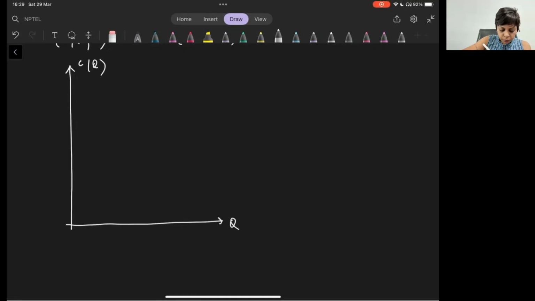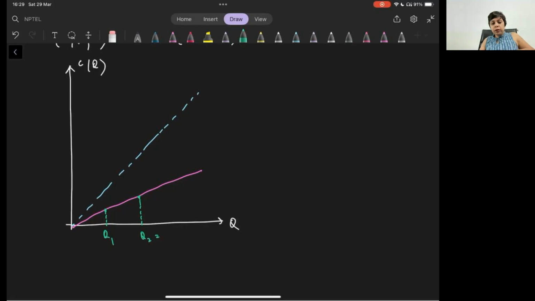Okay, let's draw the 45-degree line again. And let's draw another curve. Say suppose this is the curve. Now in this curve, this is Q1 and this is Q2, equal to 2Q1. Now as per this curve, the pink curve, I'm not talking about the blue curve here now.